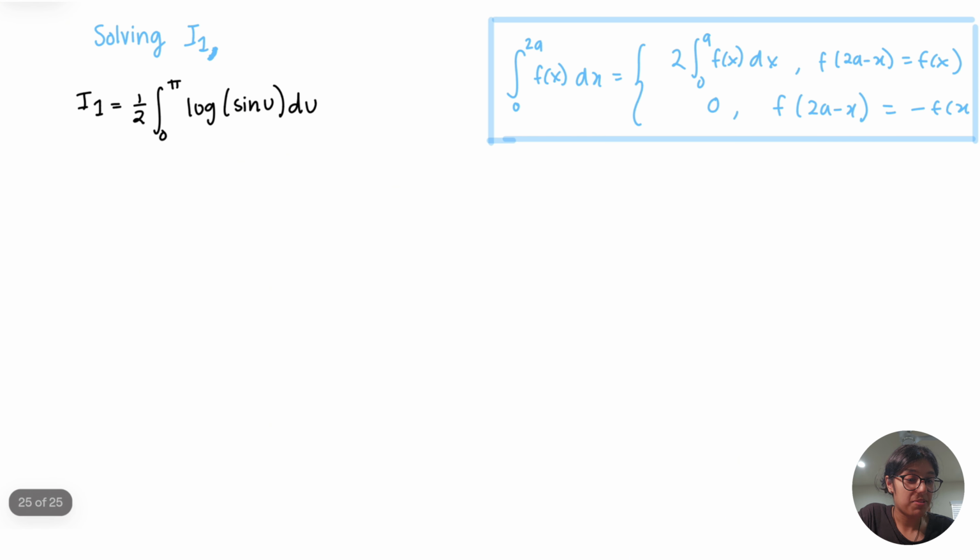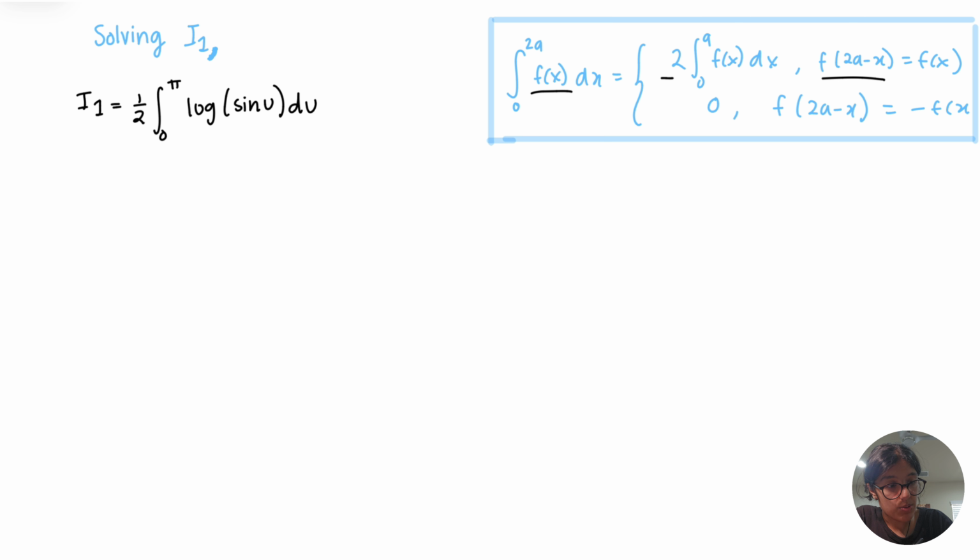All right, so we have our first hint to the right side, and we have our I1 simplified. Now we are going to apply the first hint. So in order to apply it, let's actually see what the first hint says. It says if we have the integral from 0 to 2a of f of x dx, that is equal to 2 times the integral from 0 to a of f of x dx, only when f of 2a minus x is equal to f of x. And if f of 2a minus x is equal to minus f of x, then the integral is just equal to 0.